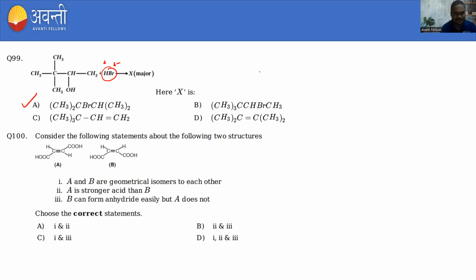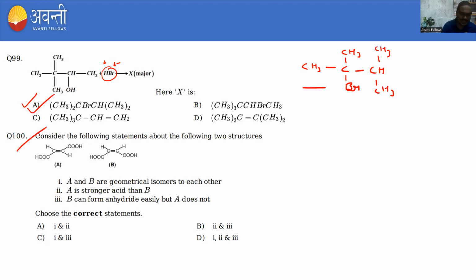The product is formed like this: this is the CH3, this is the C, there again we have CH3, and here we have Br, and this is CH3 and this is CH3. So due to the methyl shift, which involves the CH3 shift to form the more stable carbocation, the product is A.